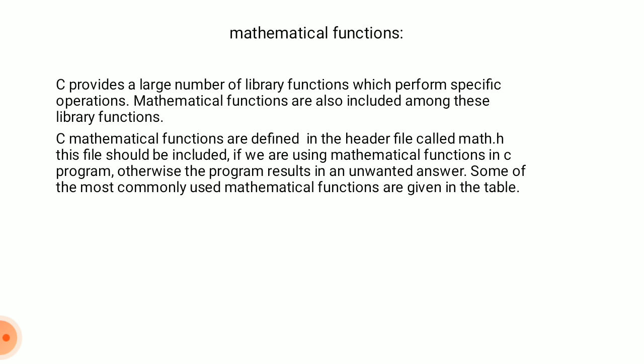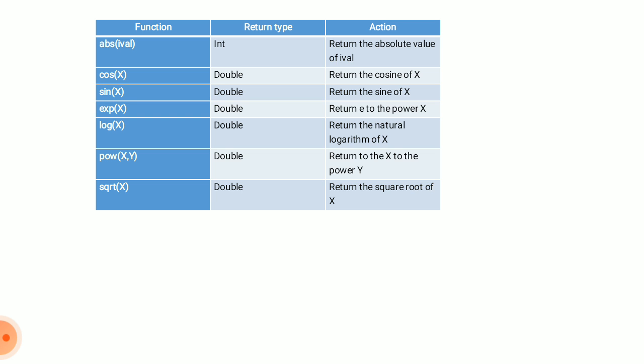As I told, C provides a very large number of library functions, but we will see some specific functions in this video. In this table I have listed only the functions which we regularly use in our C program. In the 3 columns I have written function, return type and action. Function means the mathematical function name, return type means what value that function returns, and action means what the action of that particular function is.